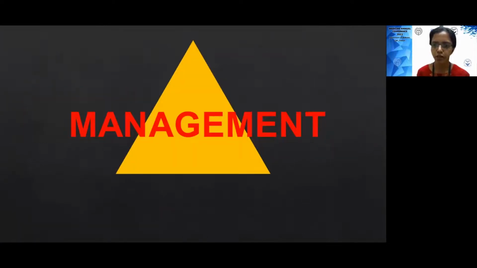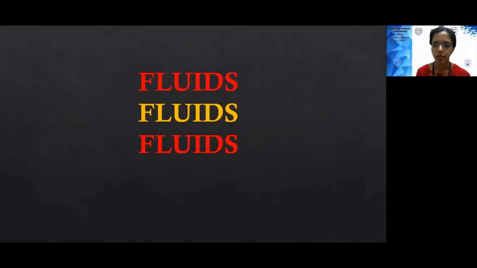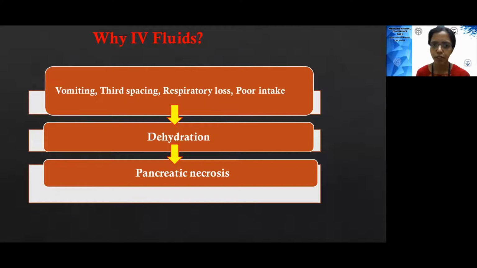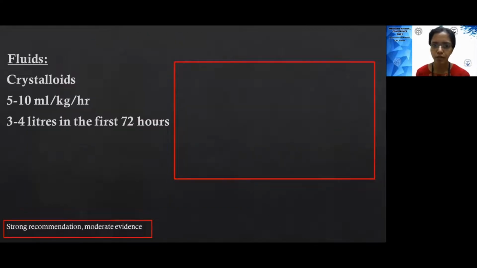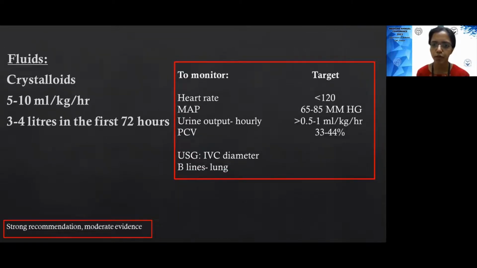What is the management of pancreatitis? The most important management is fluids. Why are fluids important? Because vomiting, third spacing, respiratory loss, and poor intake all lead to dehydration, which finally leads to pancreatic necrosis. So early resuscitation is necessary to prevent pancreatic necrosis. Which fluid do we use? Usually crystalloids. We use them at 5 to 10 ml per kg per hour and give 3 to 4 liters in the first 72 hours.